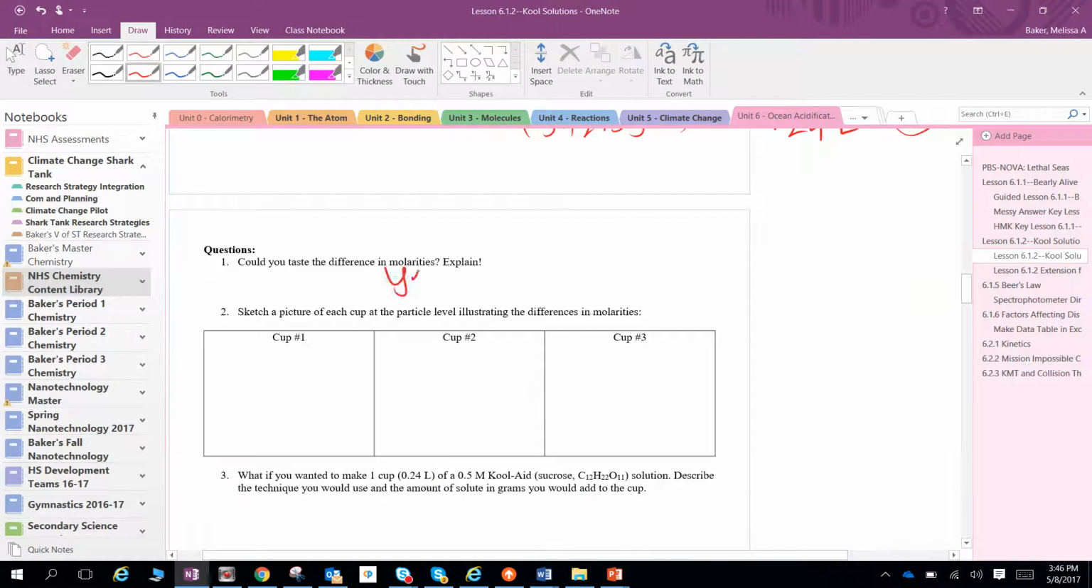So then we talked about, yes, we could definitely taste the difference in the molarities, and if we were trying to sketch a particle representation, cup 2 would definitely have more solute in the same amount of solution versus cup 3. I'm just gonna shade it in, even more solute for the same amount of solution.